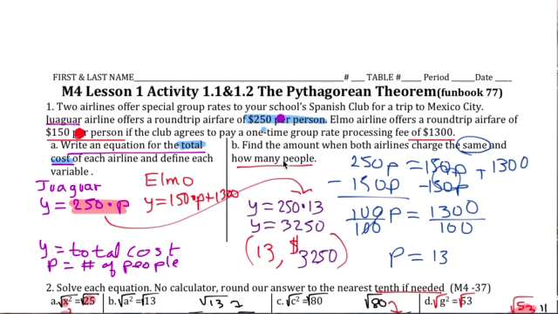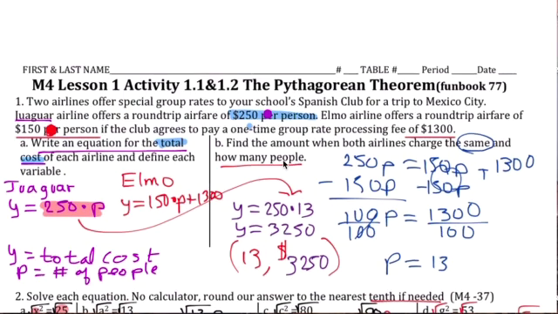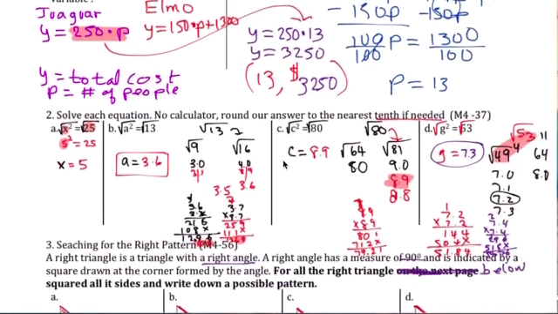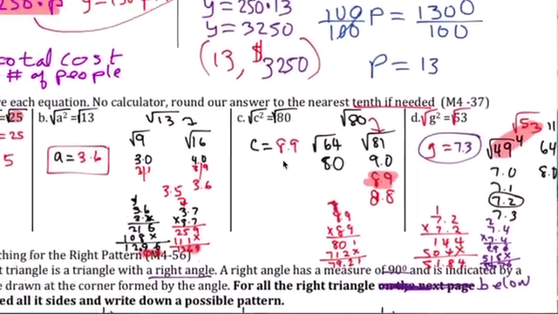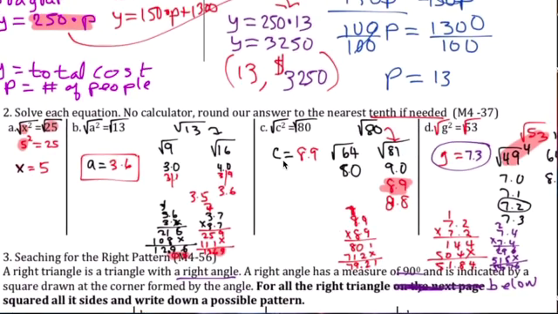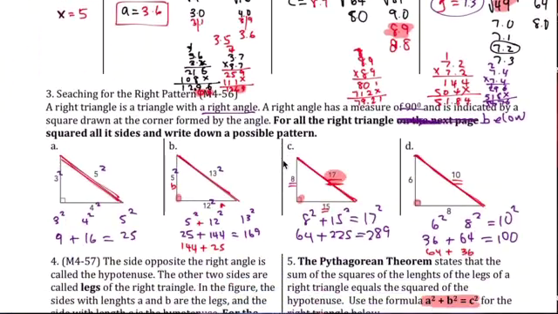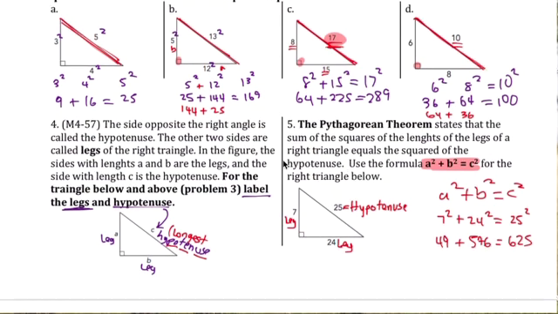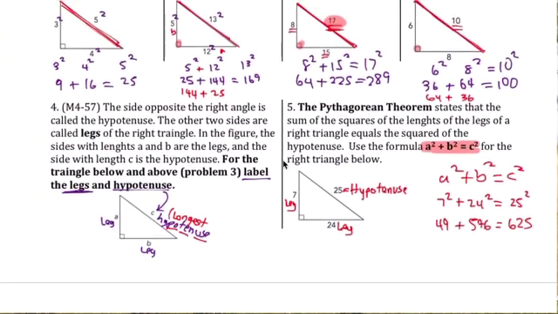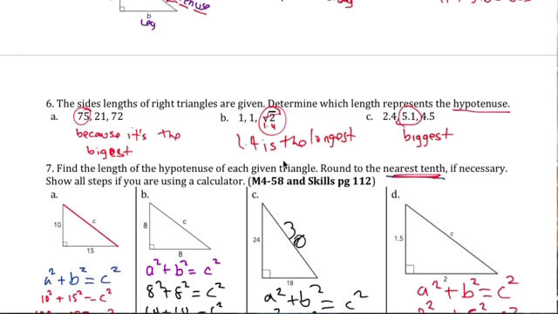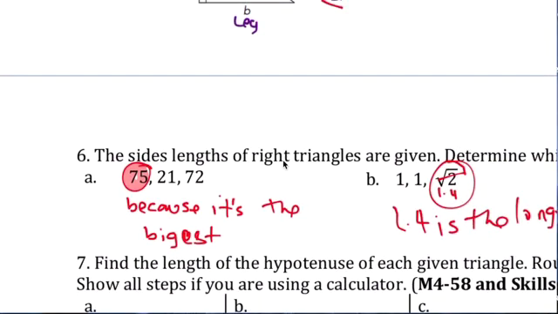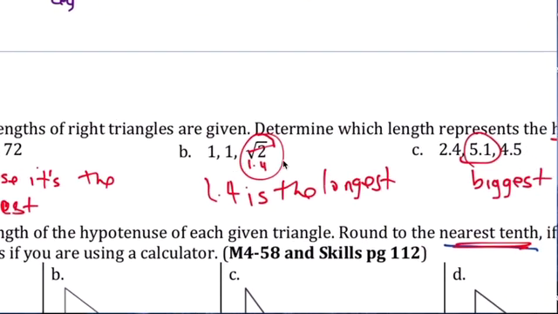This is your homework, and we did all this in class right here. And this one here too. 3, and then 4 and 5, 6. The hypotenuse is always the longest length, so 75 is the longest. That's the hypotenuse.